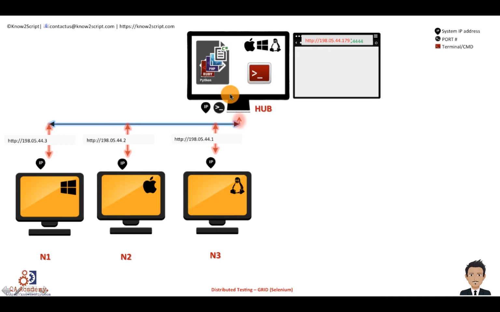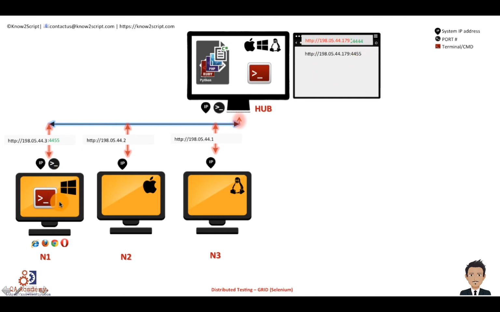Now I need to create the nodes on these three computers. I will create the first node with the desired capabilities, or with proper configurations for these four browsers. The moment you create the node, that node will be registered with the hub. You need to make sure that whatever nodes you create are registered to the hub. And you can see the node configuration and the node status on the same web browser.